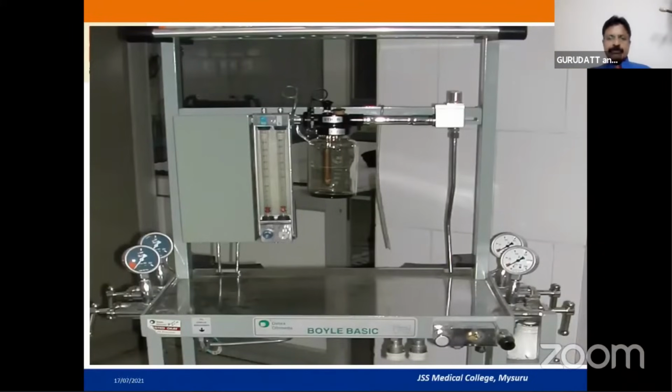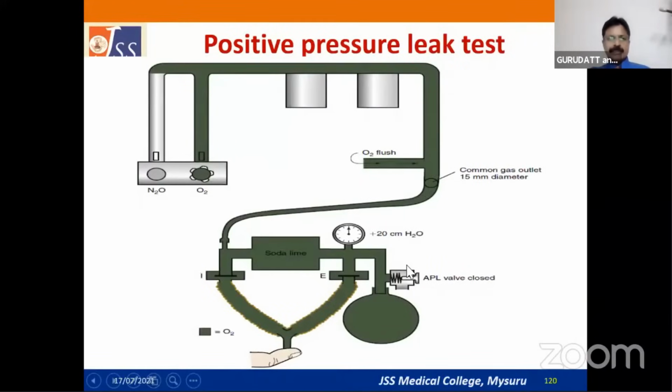So now one thing I want to tell you is that there are no safety features between the flow control valves and the common gas outlet. So that is why before using the workstation, you have to check for leaks. There are two types of leak tests: the positive pressure leak test and the negative pressure leak test.